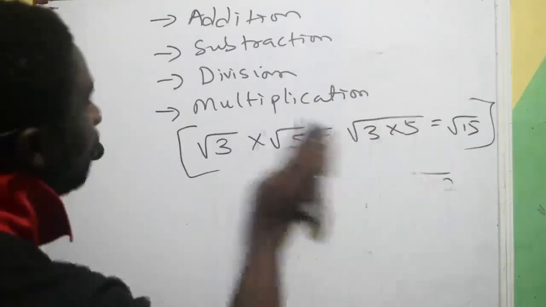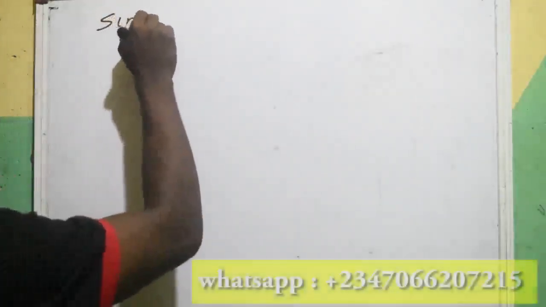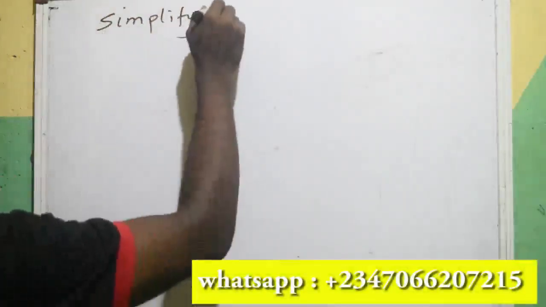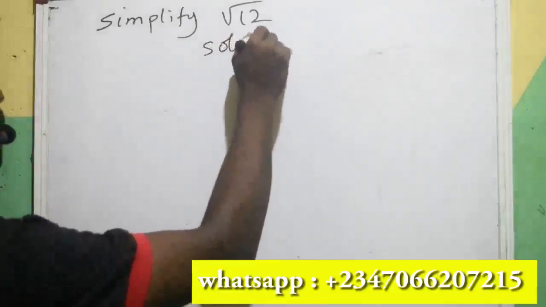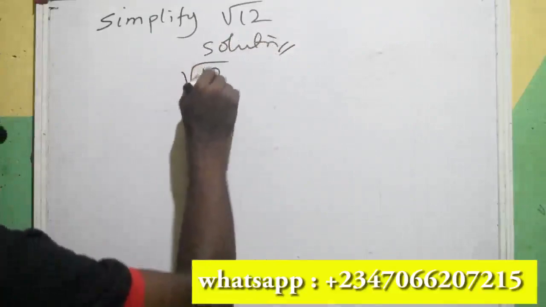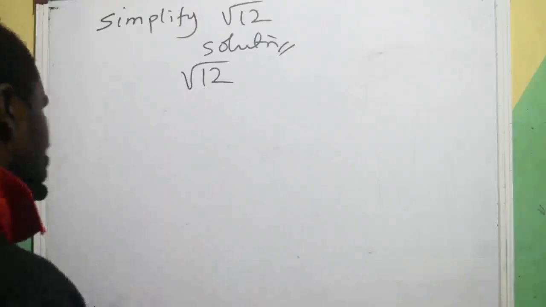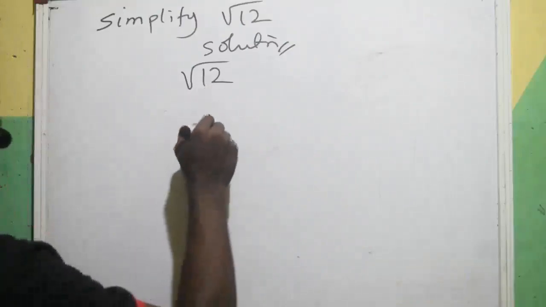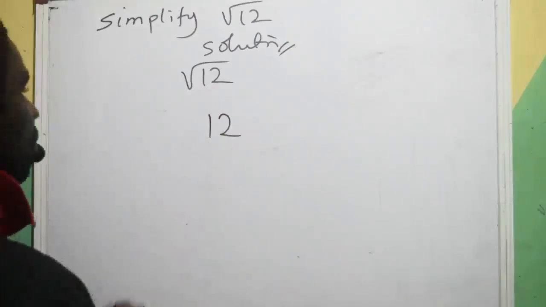Okay, so now let me give you a brief example of how SOLD looks like. For instance, if you are asked to simplify root of 12, you just need to write the solution. After that, you bring your question down. The given question is root of 12. This 12 is of more paramount importance to us, so we have to deal with 12.